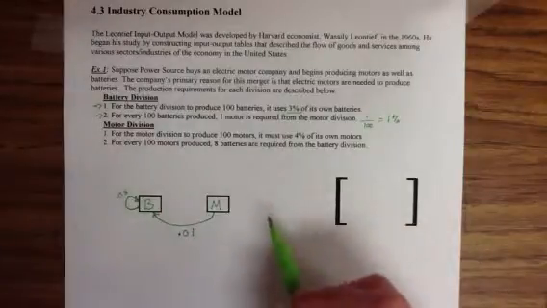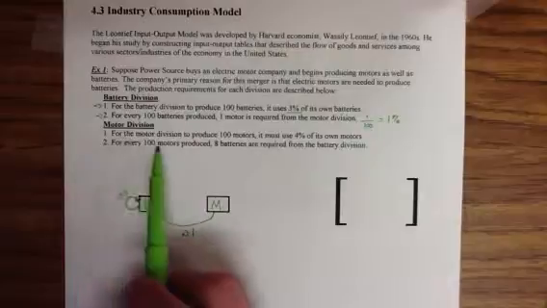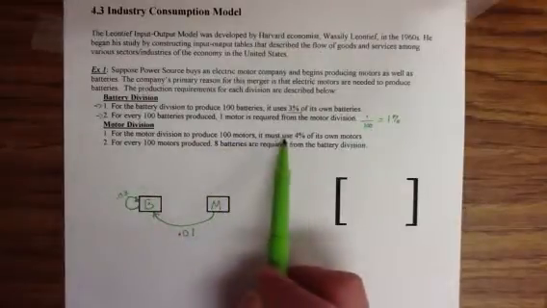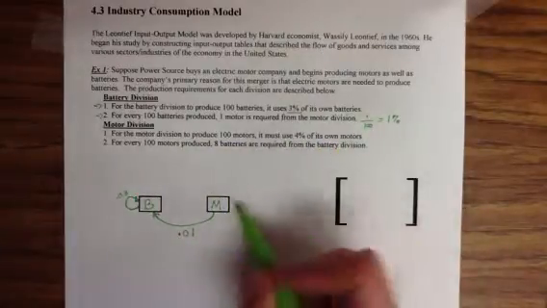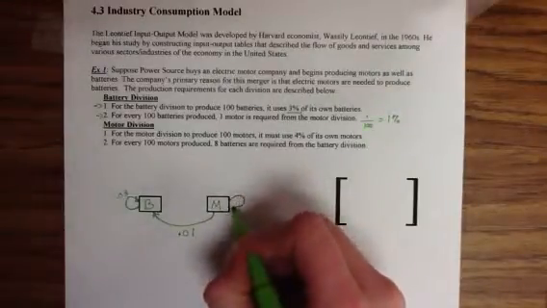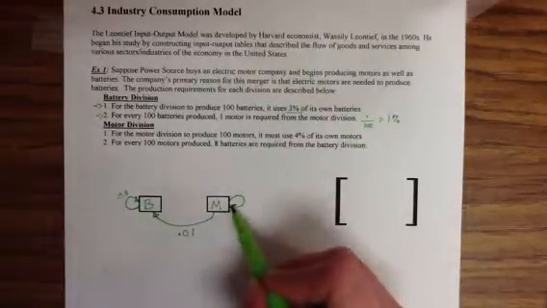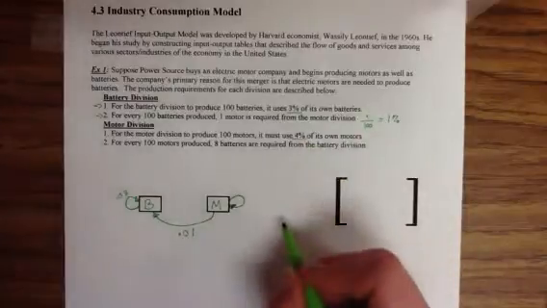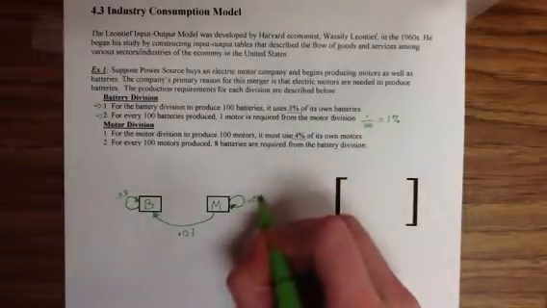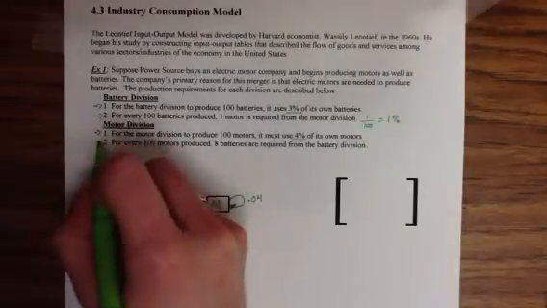Okay, so then I'm going to continue this flow and go on to the motor division. So it says for the motor division to produce 100 motors, it must use 4% of its own motors. So the motor division is producing motors. They're coming out, but then they're being consumed by that same department. So I'm going to draw a little arrow there to show what's happening. They're coming out and going right back in. They're being used. That 4% gets changed to a decimal, so 0.04 gets labeled on that loop. And we used that one already. So we're on the last section here.